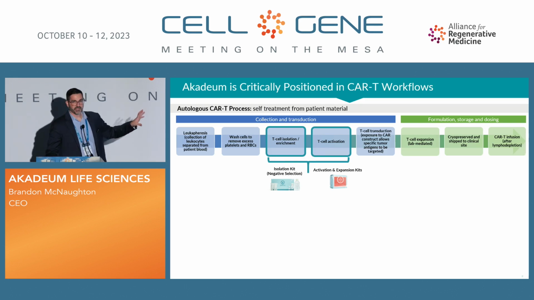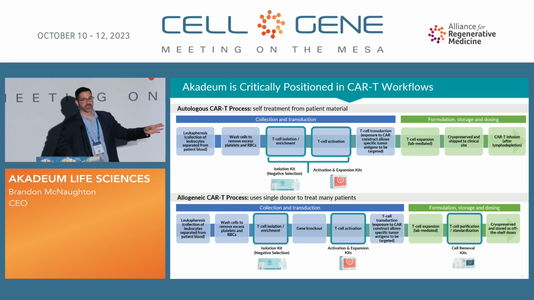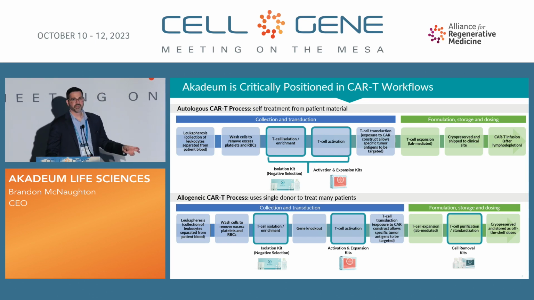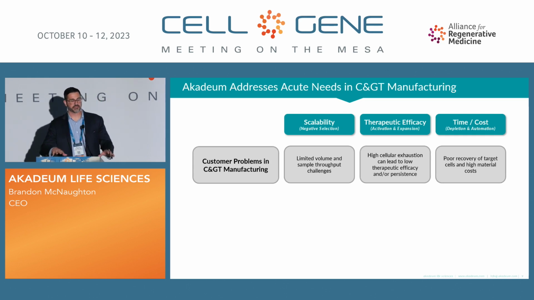Getting a little bit more specific, and I'm not going to go into each one of these steps, but this is, again, an example of a workflow for autologous T cell therapy. And you can see there, again, those two kits, the isolation through negative selection, activation, expansion, where they fit in. And allogeneic, again, at the end of the process, when you're scaling up, you can remove those dead cells or unengineered cells that you want to remove from the process.